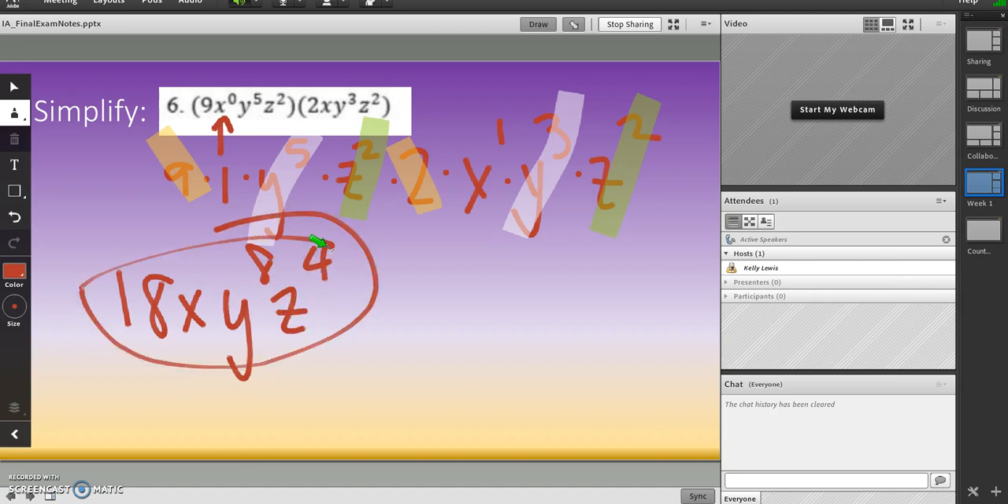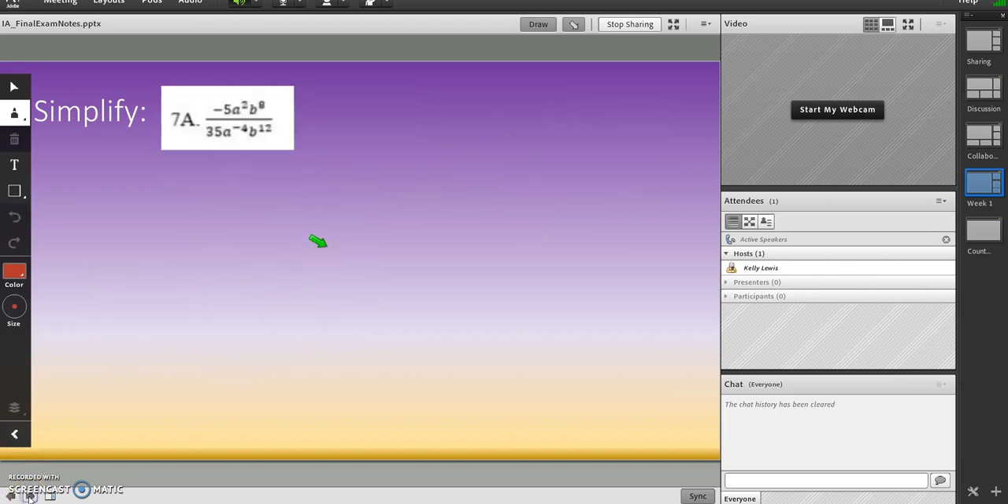All right, great. Okay, here, let's simplify the negative 5 and the 35. All right, that simplifies to negative 1 over 7.